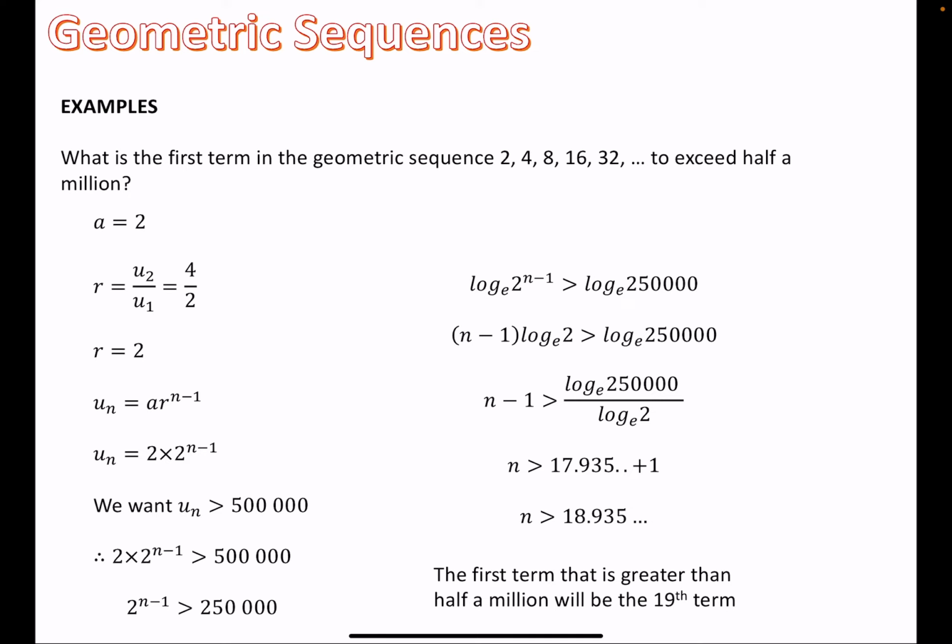So what we're basically finding here is the exact value that will be greater than 500,000. But we want the first term, so we want the 19th term, the next term in that sequence. So a wee variety of different geometric sequence questions to get you going just now. But you can see the main things you're going to need here are surds and indices and even a little bit of logs.